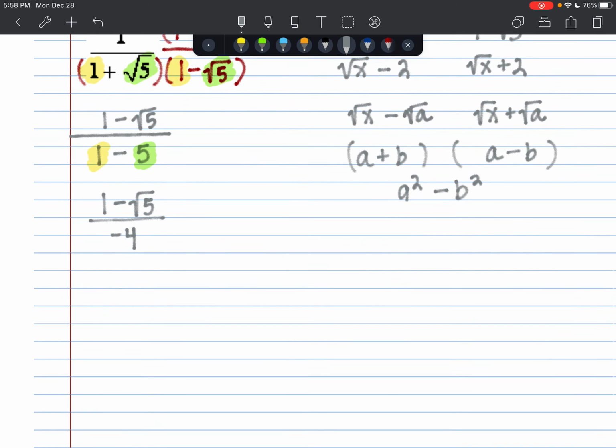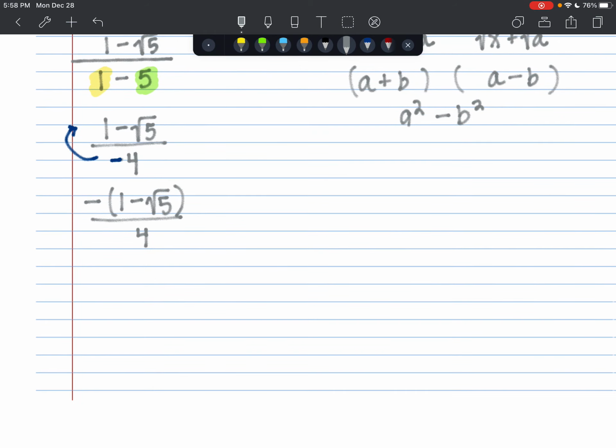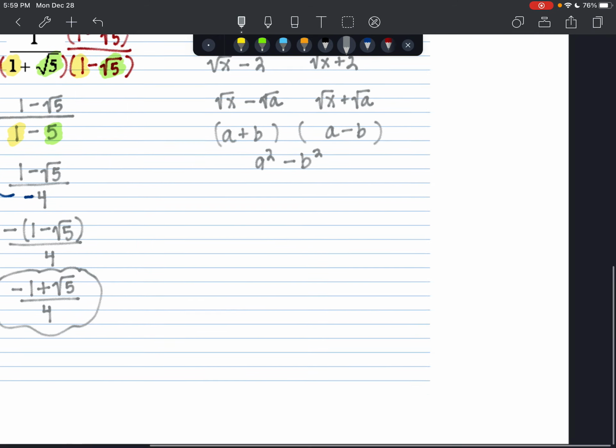Now proper etiquette is going to dictate that we take care of this negative in the denominator. We're going to move it up to the numerator. When we move it up to the numerator, we're going to have the opposite of all of the numerator over positive 4. So we just moved it up to the numerator. And then I'm going to distribute that negative: negative 1 plus the square root of 5 all over 4. And we've successfully rationalized the denominator. Let's try another.